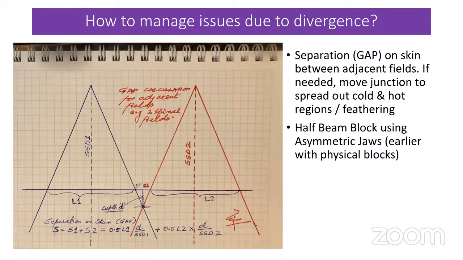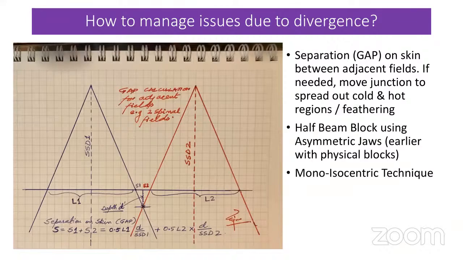The other way of taking care of divergence is with half beam block using asymmetric jaws. Earlier we used to use physical blocks, or for breast there was a breast cone with a half beam block to prevent the divergence. They were heavy, breast cones, and they were not only helping in field direction, but also beam blocking the divergence. So most departments now use asymmetric jaws. You should know, when you're using an asymmetric jaw, many times it is for half beam block. Sometimes you use it for other purposes, but when you're using half beam block, then that is a non-divergent beam.